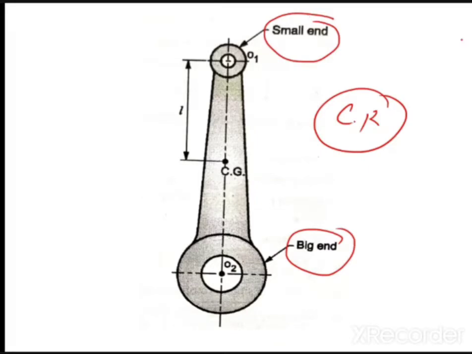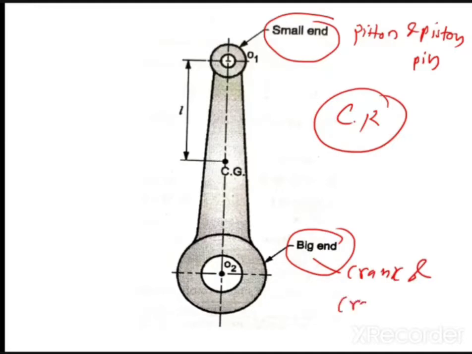Now this connecting rod's small end is connected to the piston and piston pin, right? And this big end is connected to the crank and crankshaft, right? This is what I've already explained to you. Now I'm just showing you. Let us say the distance from this point to this point is L, that is the length up to the CG. The radius of gyration is k for this particular body. So this is nothing but a connecting rod, right?